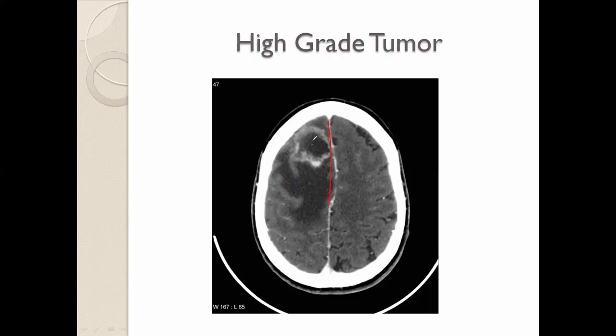Whenever you see a lesion with ring enhancement and with edema that is out of proportion, it specifies that this lesion is some sort of high-grade tumor, probably METs. So this is a differentiating point.